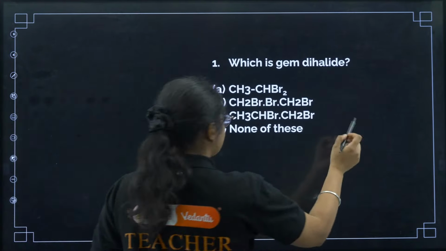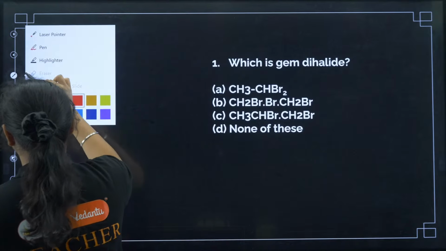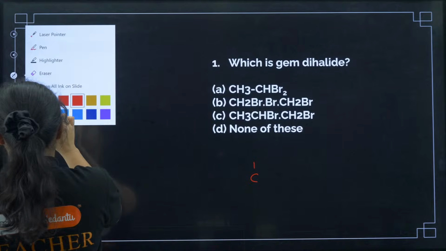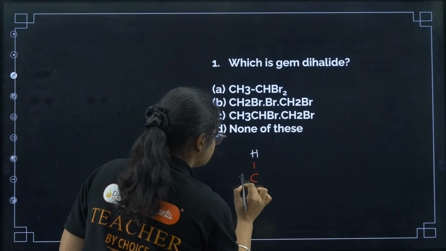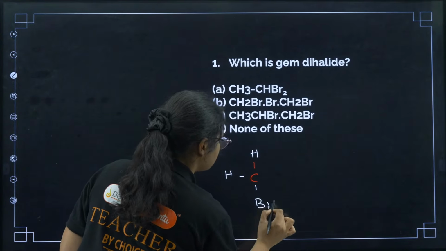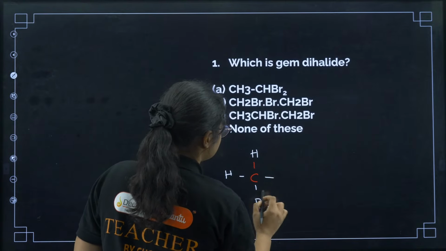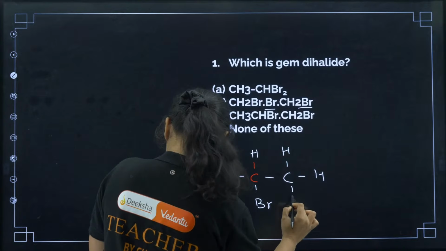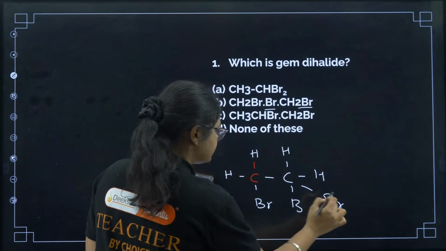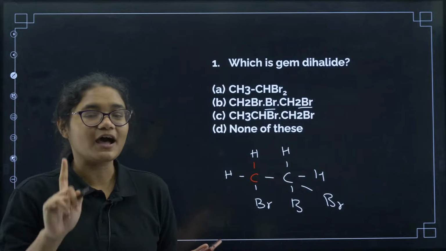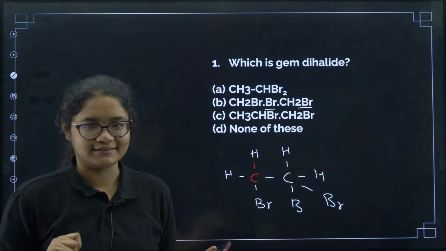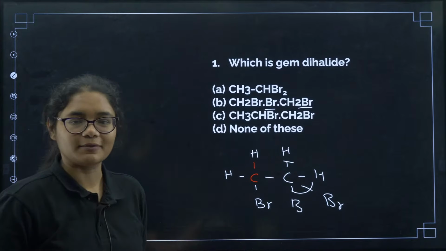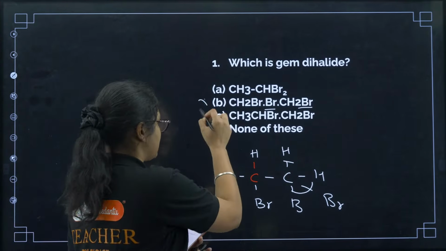So here if I draw the structure of the one you have told, option number B, this is CH2Br, then you have CH2 and you see two Brs are there. Is this structure possible, students? Carbon has how much valency? 4 valency, right? So can we get 5 atoms here on one carbon? So this option is incorrect.